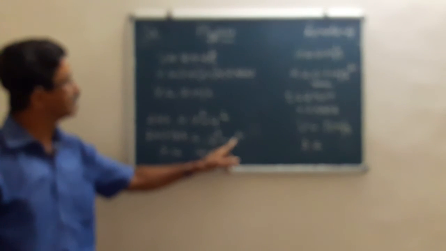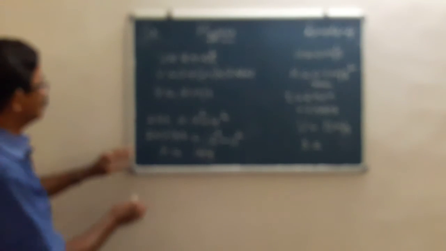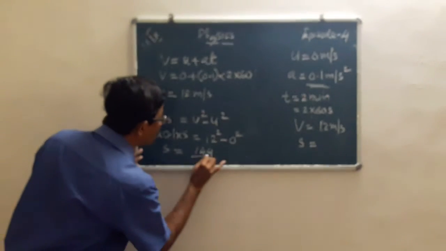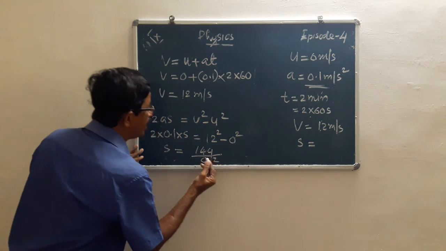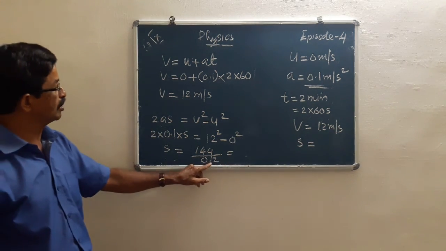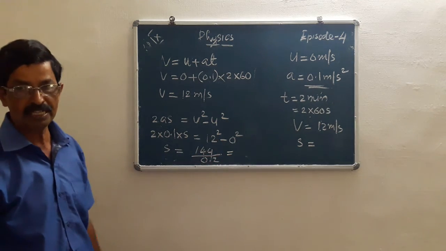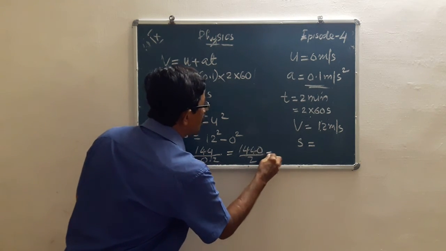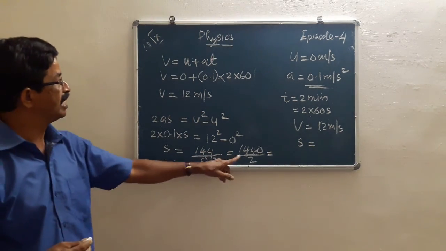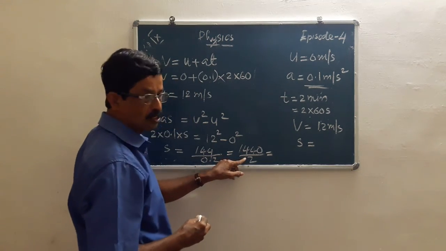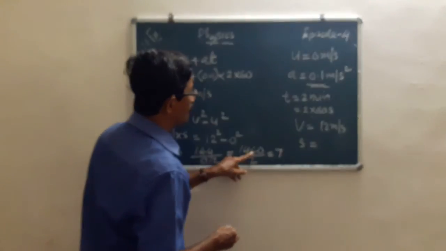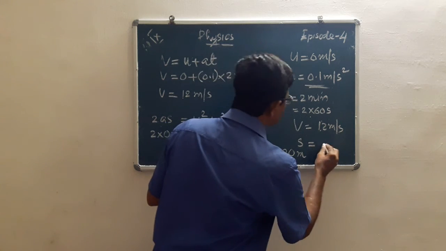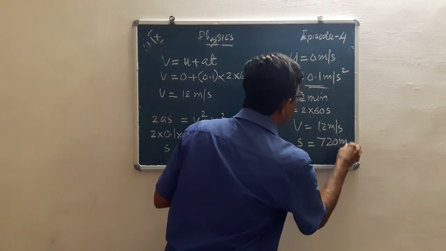From 144 we take 0, which means nothing is subtracted. Now to get s, 2 into 0.1 means 0.2. So s is equal to 144 divided by 0.2. To remove the decimal, we multiply the top and bottom by 10. Now it becomes 1440 by 2. When we divide 1440 by 2, in 1 we cannot take 2. In 14, 7 times. In 4, 2 times. 0, 0 times. That is equal to 720 meter. So the distance traveled is 720 meter.